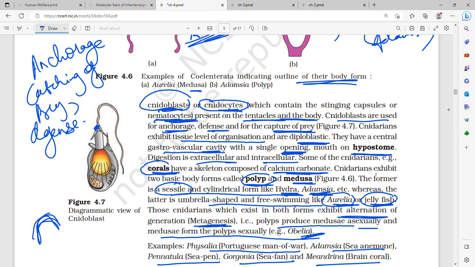These cnidarians, which exhibit both forms, exhibit alternation of generation. An example is Obelia, where polyps produce medusa asexually and medusa form polyps sexually. So medusa forms polyp asexually, and polyp forms medusa sexually.